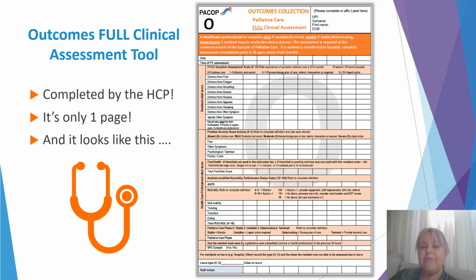This is the full clinical assessment tool for outcomes. As you'll see, it has an O at the top, which is for outcomes, and it is also orange, which is also O for orange. So that's just some handy hints to make sure you're grabbing the right form. It is a simple one-page form that you'll see on the screen now. It looks like exactly that. It has the same assessment tools as the profile collection, apart from the Rockwood Clinical Frailty Scale, which has been removed, and we have added in the palliative care phase.